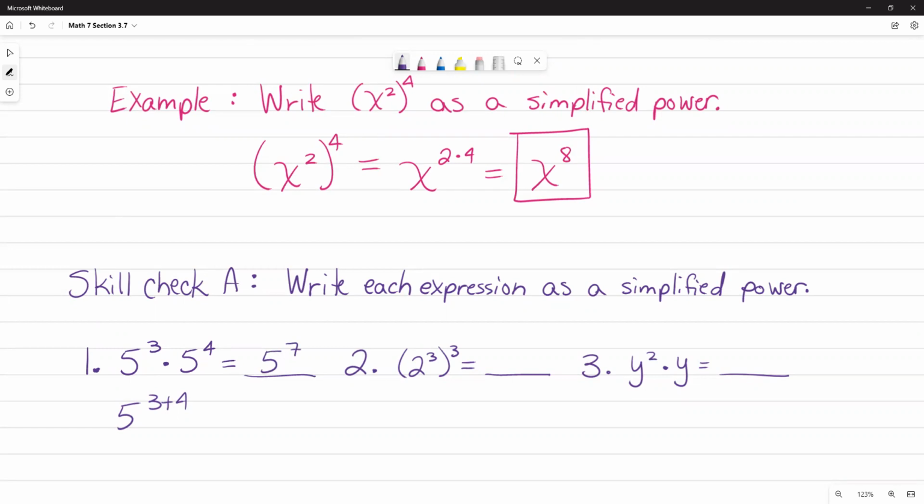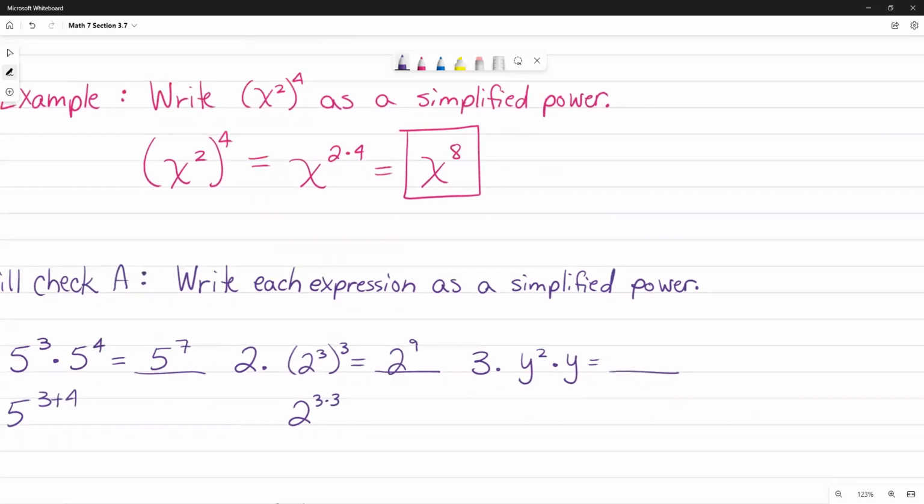All right, what about number 2? So what are we doing with our exponents? Adding? Are we multiplying? We're multiplying them. So this is 3 times 3, 9, which is 2 to the power of 9.